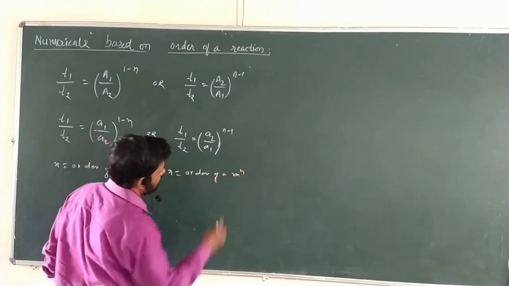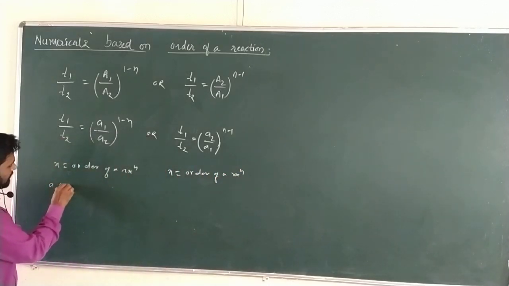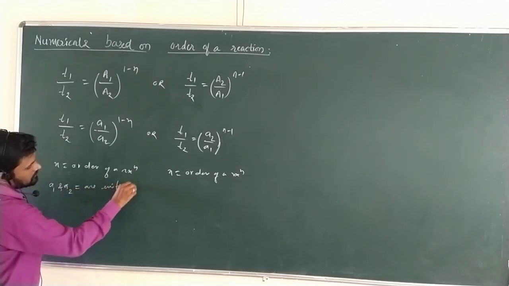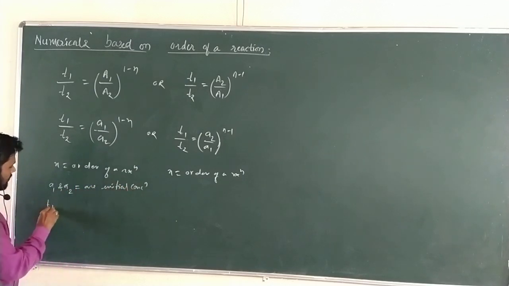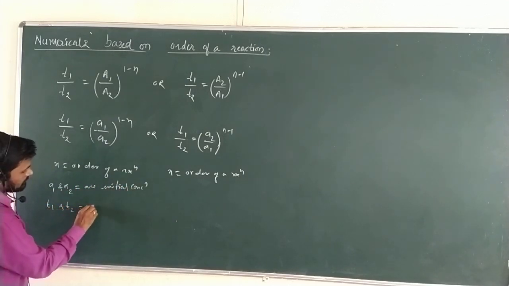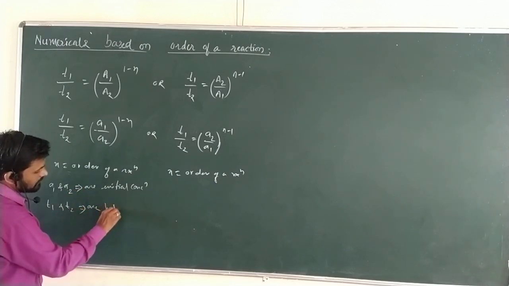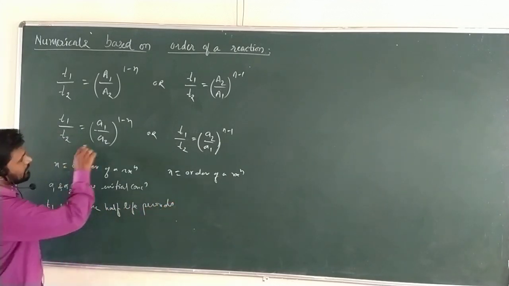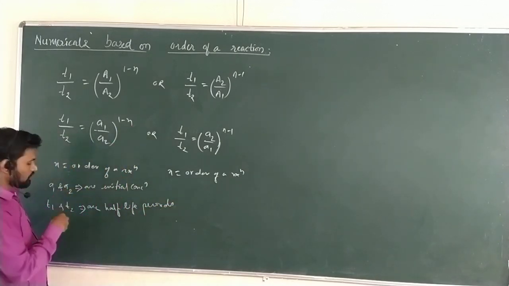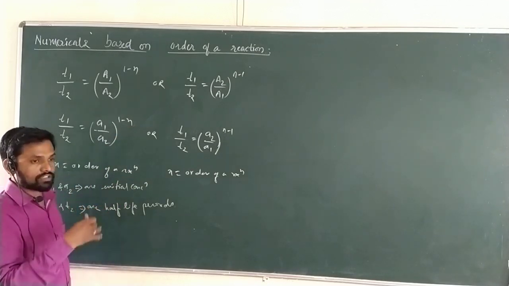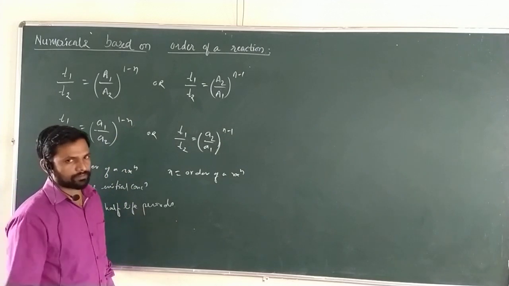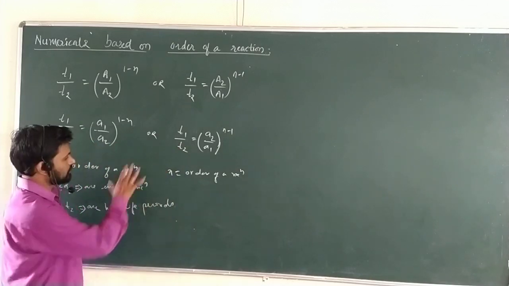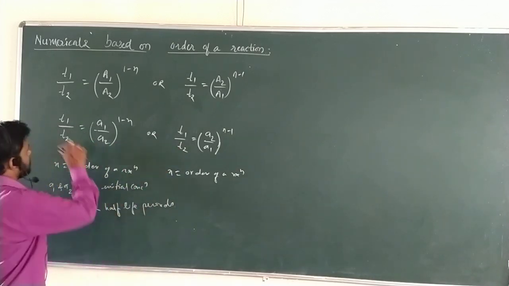Here also n is the order of the reaction, and A1 and A2 are the initial concentrations. T1 and T2 are the half-life periods. This you have to remember. In both cases, n is the order of the reaction, T1 and T2 are the half-life periods, and A1 and A2 are the initial concentrations, with different half-life periods. So this is the formula we have to remember, and using this formula we go on to solve the numericals.